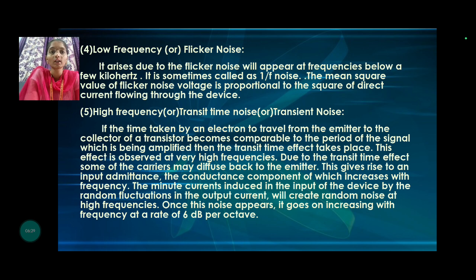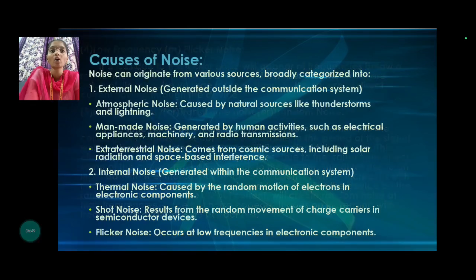This gives rise to an input admittance, the conductance component of which increases with frequency. The minute current induced in the input of the device by the random fluctuations in the output current will create random noise at high frequencies. Once the noise appears, it goes on increasing with frequency at a rate of 6 dB per octave.